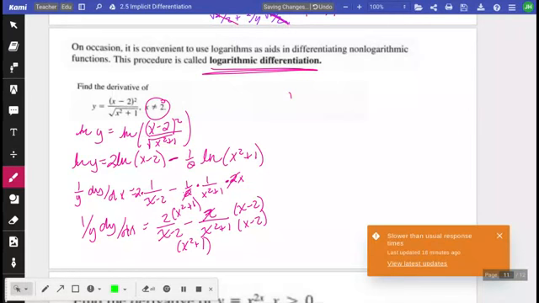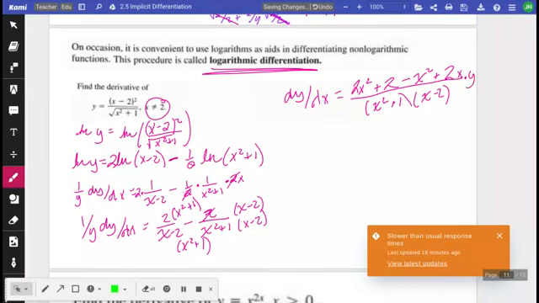So that I have dy over dx is equal to 2x squared plus 2, if I distribute that, minus x squared plus 2x, if I distribute that, all over, and I am not distributing this, x squared plus 1 and x minus 2. And then don't forget, I multiply that y over to the other side, so it's dy over dx by itself.